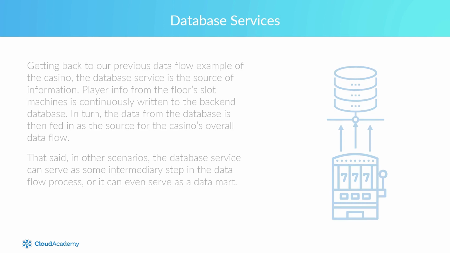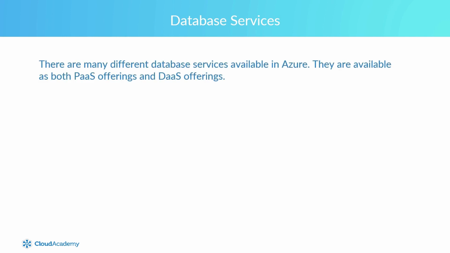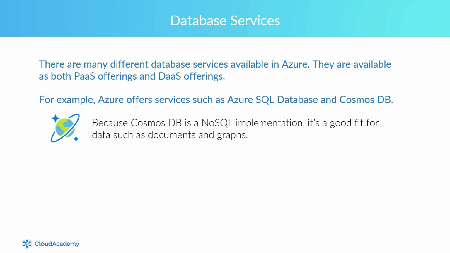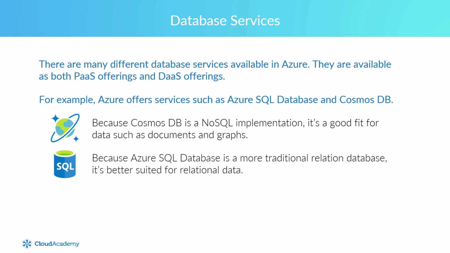There are many different database services available in Azure. They are available as both platform as a service offerings as well as database as a service offerings. For example, Azure offers services such as Azure SQL Database and Cosmos DB. Because Cosmos DB is a NoSQL implementation, it's a good fit for data such as documents and graphs. Conversely, because Azure SQL Database is a more traditional relational database, it's better suited for relational data.